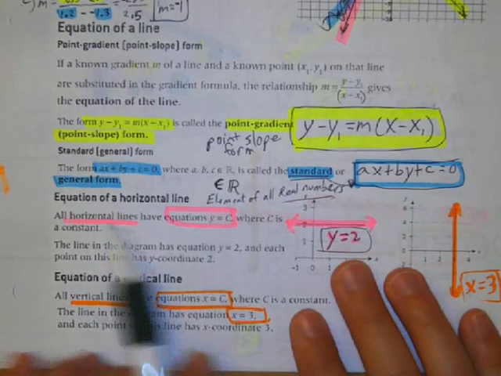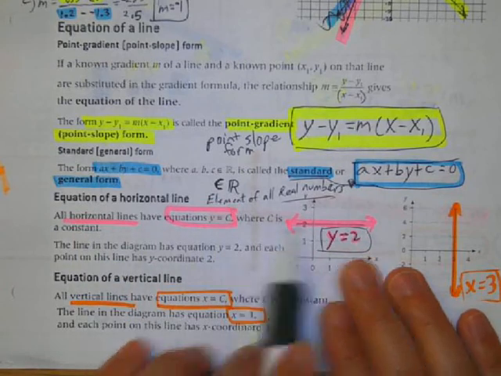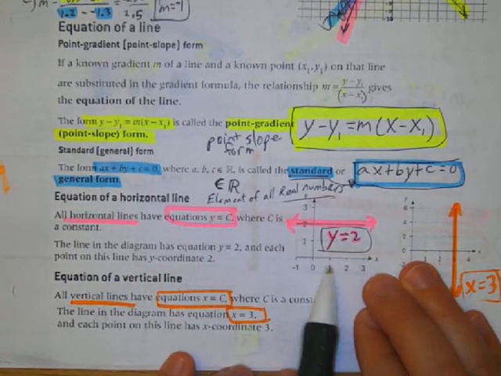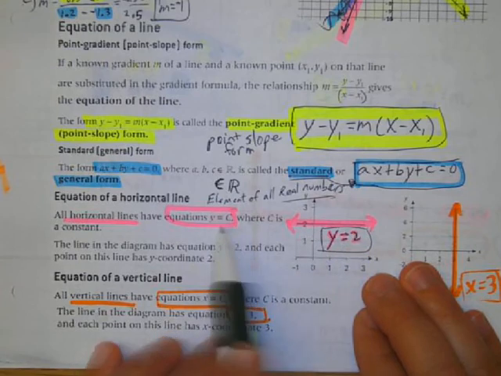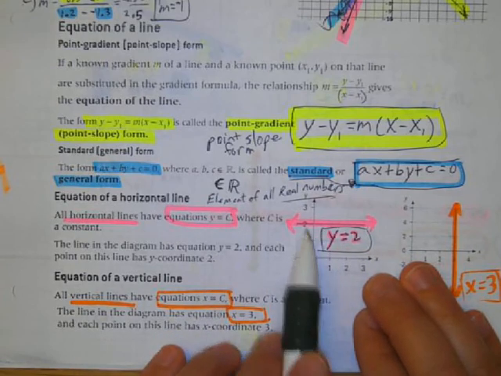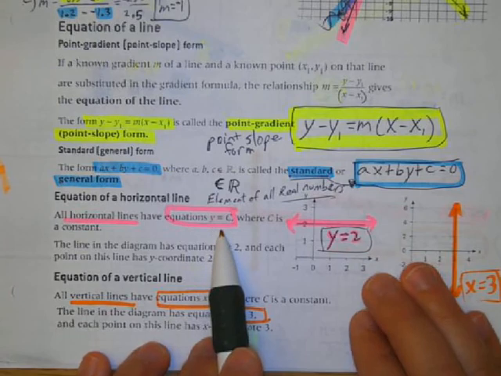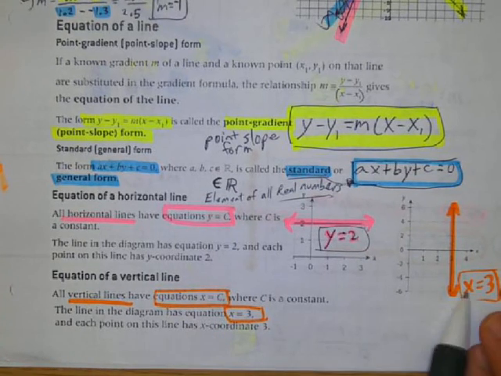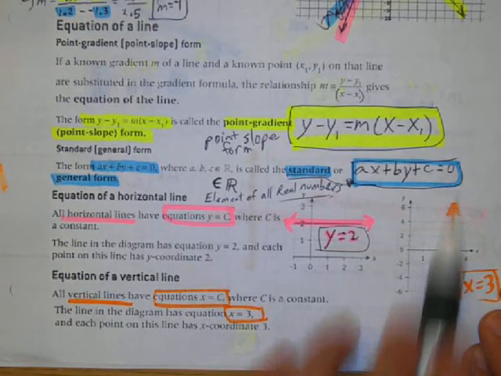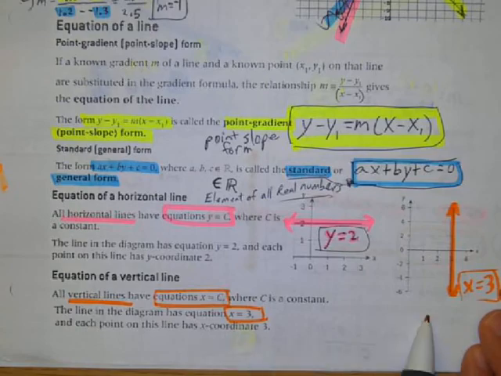If I've got a horizontal line, there is no change of the x value. There's no x in the equation because no matter what x is, y is always going to be 2. And for a vertical line, the equation is going to be x equals the number, because no matter what y is, x has to be 3.